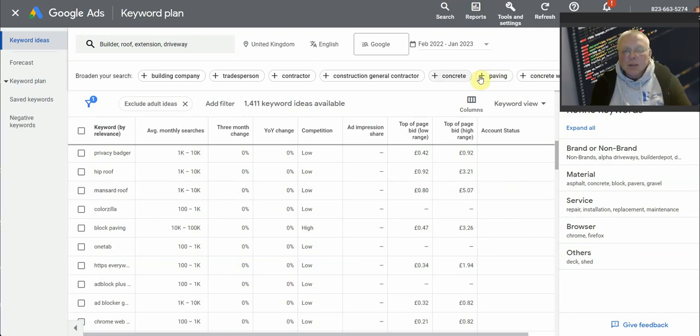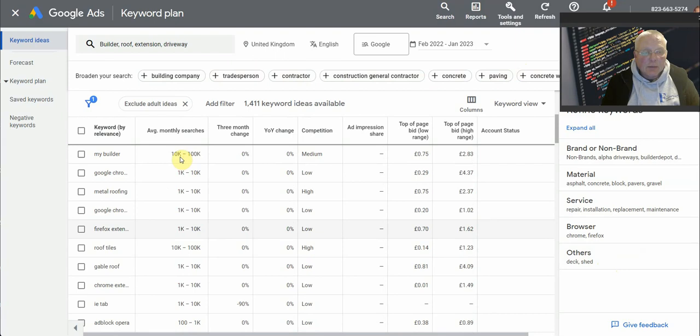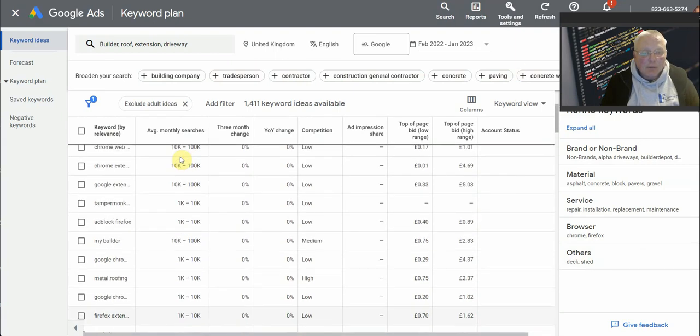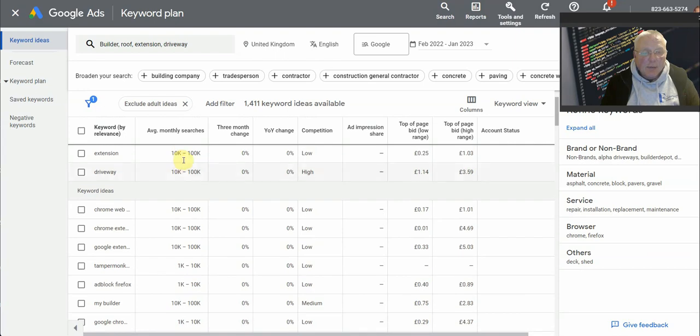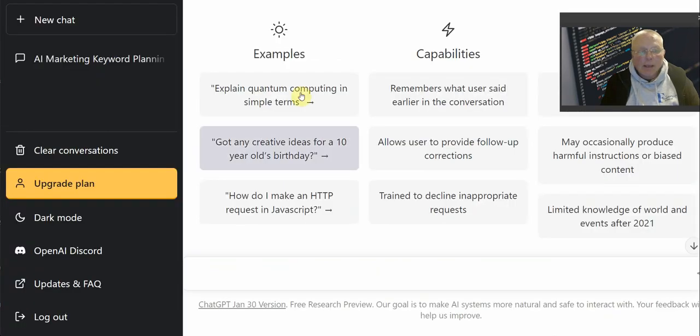You'll also notice we have a whole series of words here that might fit in within the business that you run. So, I'm just going to pick up a couple of words here. Block paving, roof tiles, and maybe one or two more. So, we're going to go to AI and we're going to start.